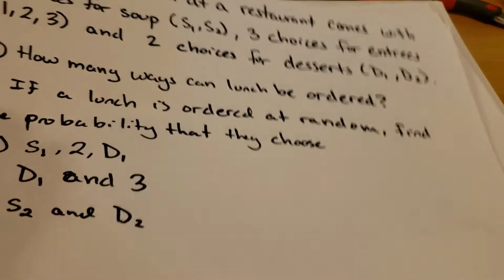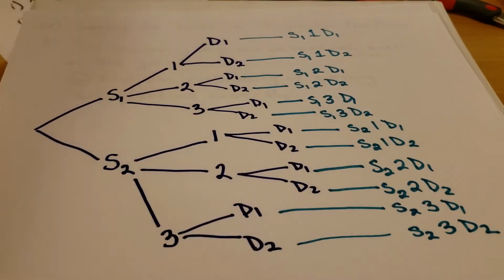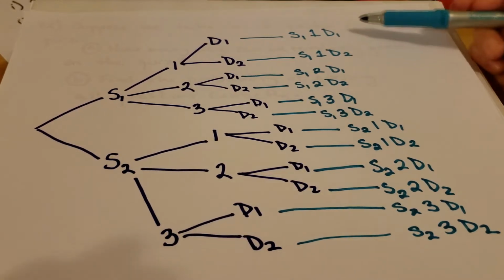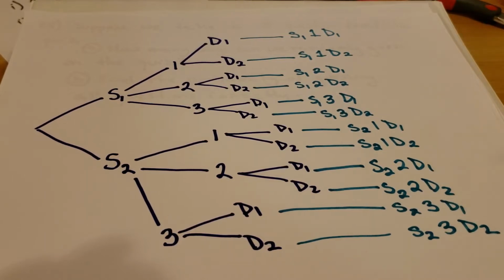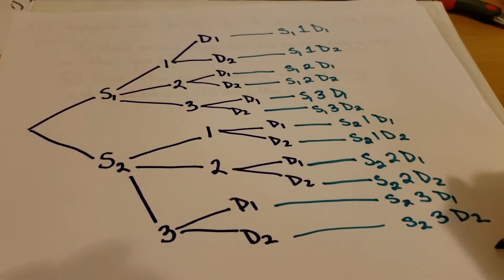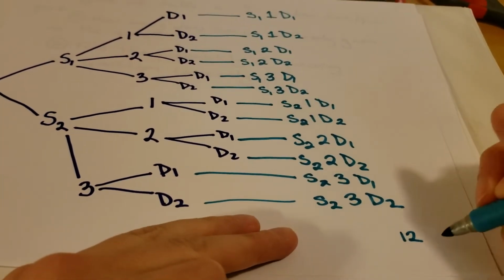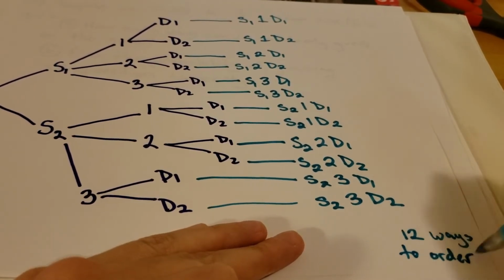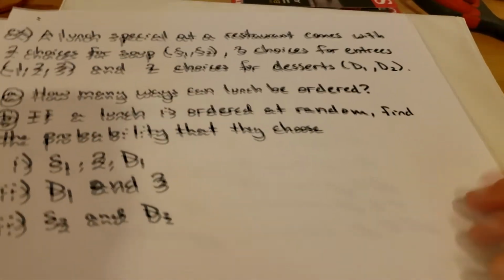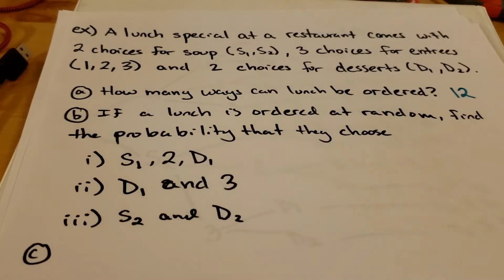So let's go back to the question here. They wanted to ask us first, how many ways can lunch be ordered? Now we just need to count up all of these possibilities. Okay, so we'll start counting. We have 1, 2, 3, 4, 5, 6, 7, 8, 9, 10, 11, 12 different ways. So, how many ways can lunch be ordered? That's 12.